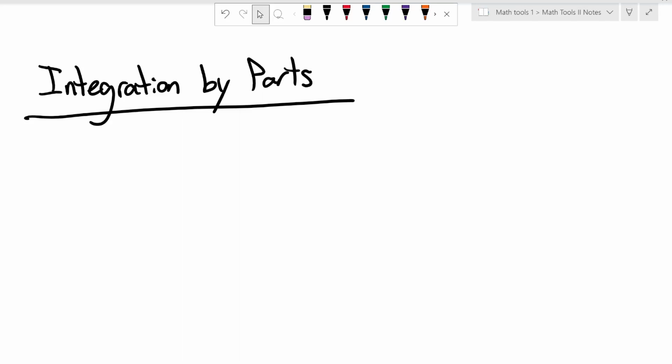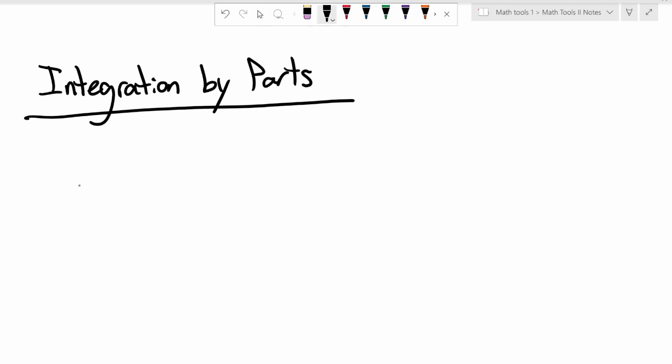So the next integration technique that we want to look at is one called integration by parts. This is kind of building off of substitution, which if you remember was an answer for the chain rule of derivatives, like how we would undo the chain rule. So this one's kind of an answer for the product rule.